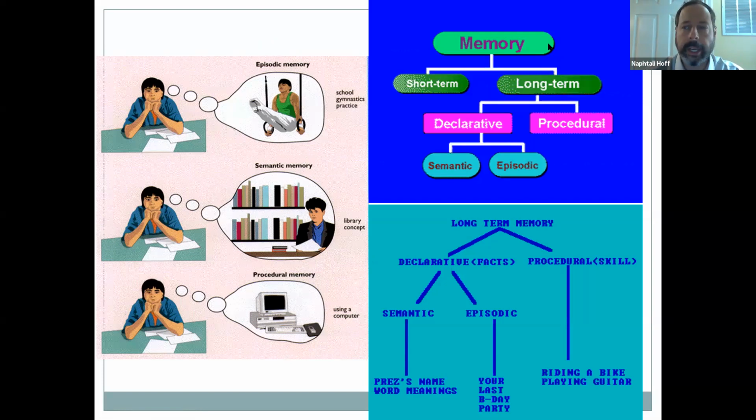But you see over here a visual on the left side of what are examples. Episodic might be something I did, like an event I attended or something I practiced myself. Semantic is just information you typically would find in a library. And procedural is something I need to do and learn how to do it. Okay. Now on the other side of it, we've got memory broken into short-term and long-term. Long-term divided further into declarative and procedural, and declarative divided further into semantic and episodic.